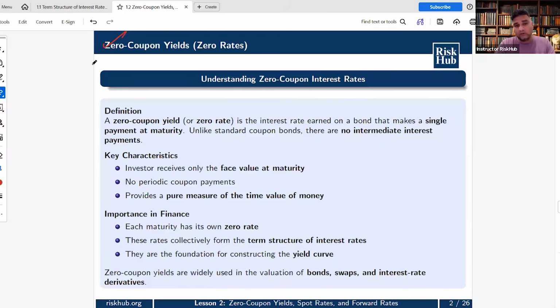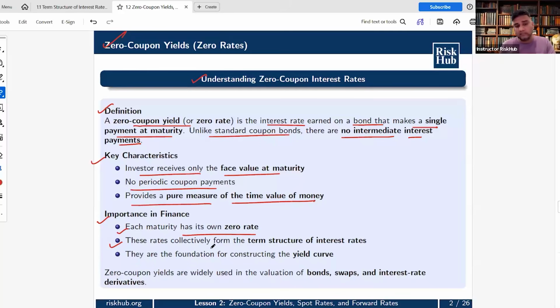So we talk about the zero coupon yields, understanding zero coupon interest rate. Zero coupon yield, or zero rate, is the interest rate earned on a bond that makes a single payment at maturity. Unlike a standard coupon bond, there are no intermediate interest payments. Key characteristic: investors receive only the face value at maturity, no periodic coupon payment, providing a pure measure of the time value of money. Importance in finance: each maturity has its own zero rate. These rates collectively form the term structure of interest rates. They're the foundation of constructing the yield curve. Zero coupon yields are widely used in the valuation of bonds, swaps, and interest rate derivatives, right?